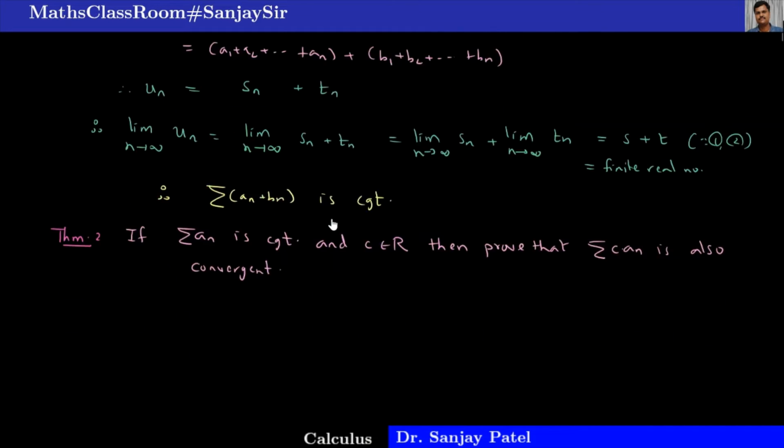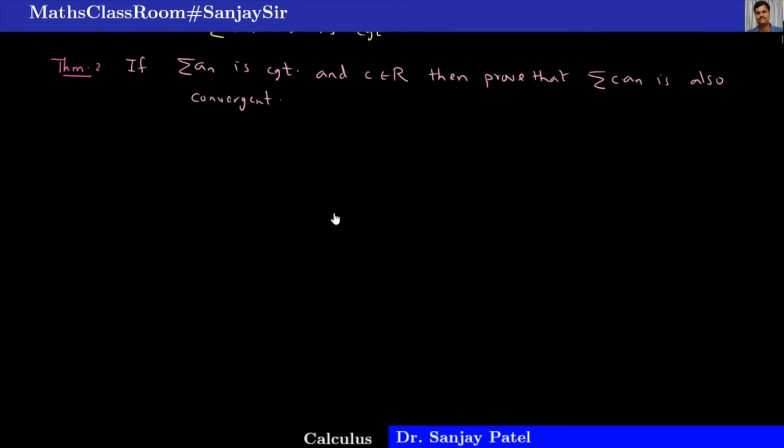The proof is very simple here. So first we start this way. We want to prove that this series sigma C into an is convergent. First of all, for the sigma an, the partial sum, that is the sum of the first n terms of sigma an, is given by Sn is equal to a1 plus a2 plus a3 up to an.